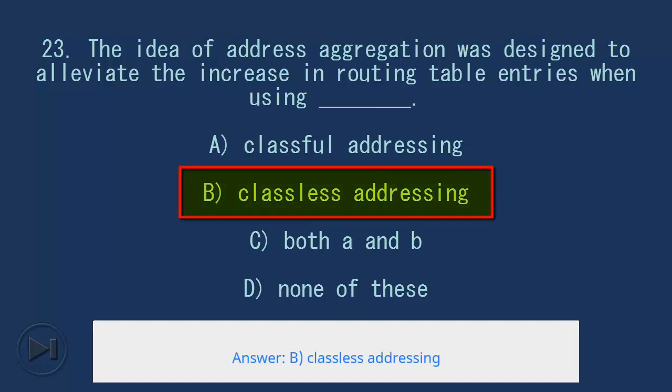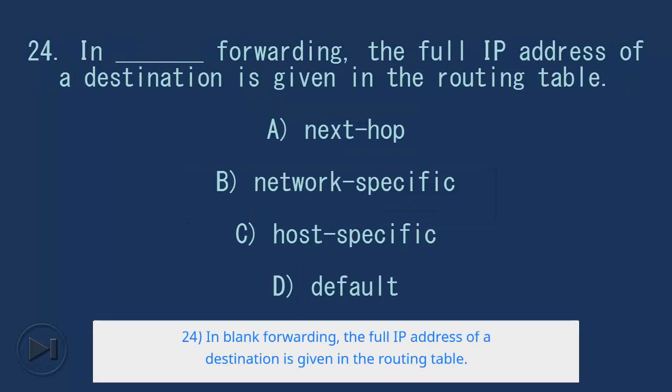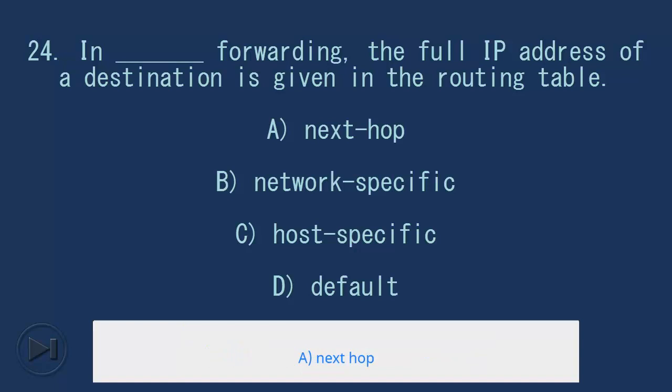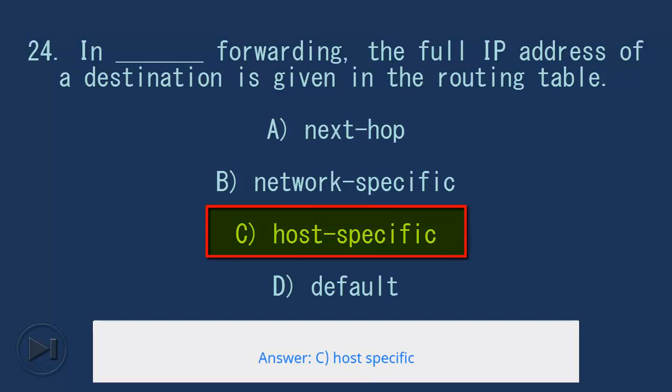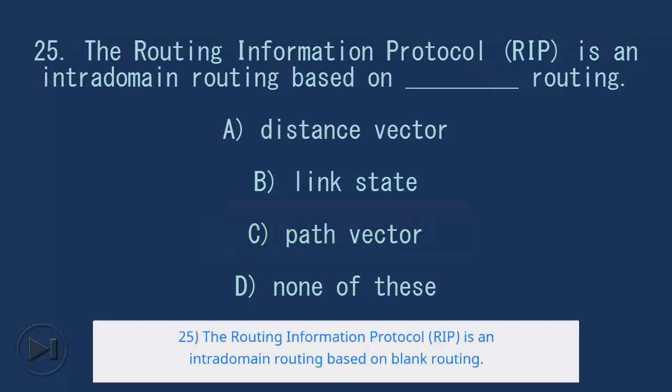Answer, B. Classless addressing. 24. In blank forwarding, the full IP address of a destination is given in the routing table. A. Next hop. B. Network specific. C. Host specific. D. Default. Answer, C. Host specific.